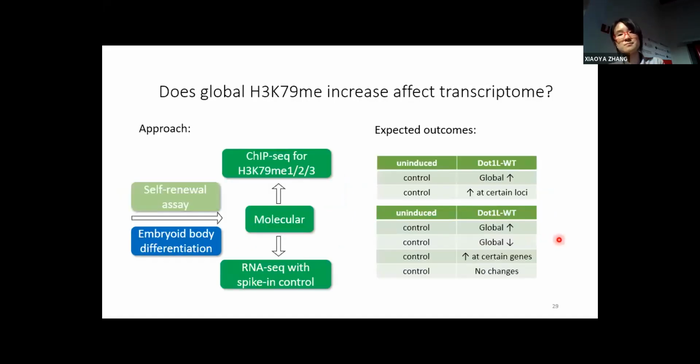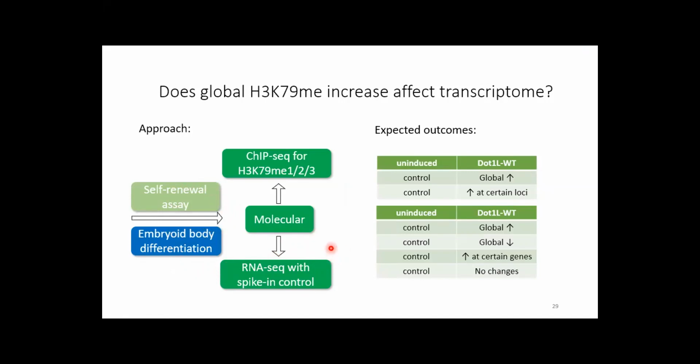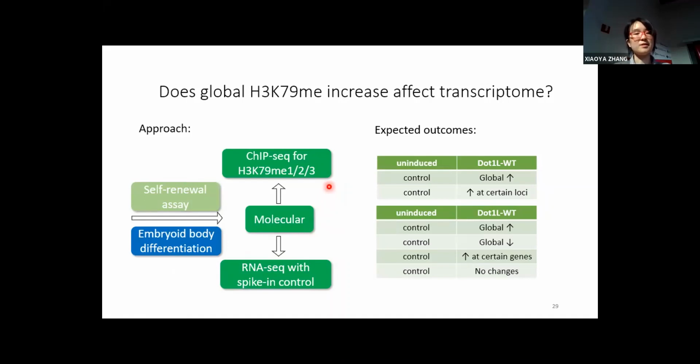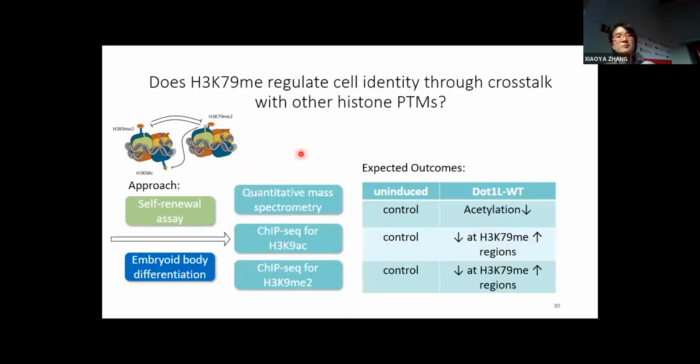In parallel, I also use RNA-seq to find any changes in the transcriptome upon DOT1L overexpression in the pluripotent cells and differentiating cells. In combination with the ChIP-seq for K79 methylation, I want to see if there is a correlation. Is the increasing amount of K79 methylation causing transcriptome changes at certain locations, or is it an indirect effect?